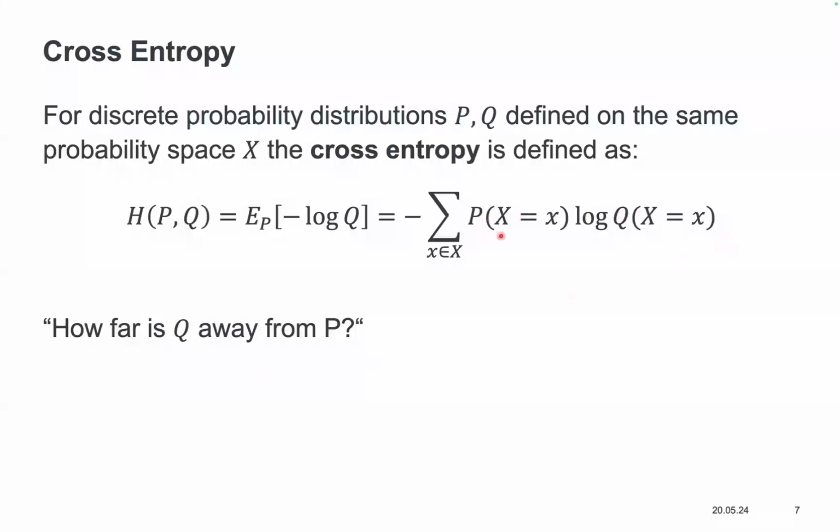Let's take one specific case. Let's assume that P and Q are the same distributions. Then this formula would be the same as the entropy itself.